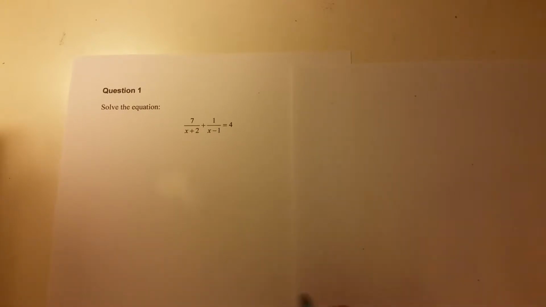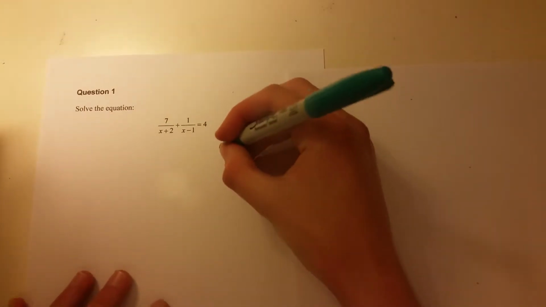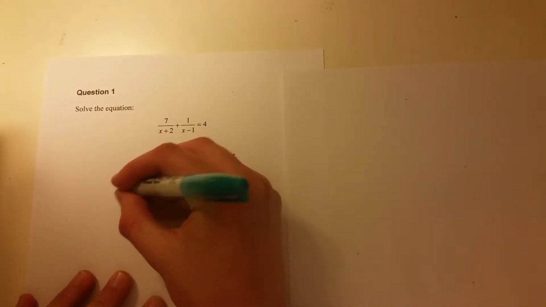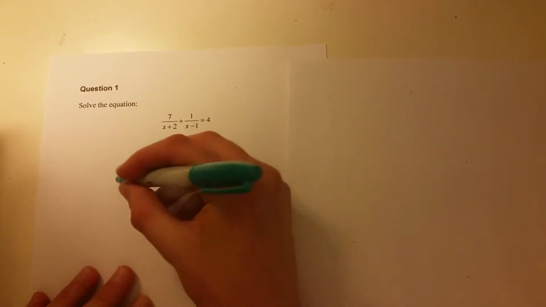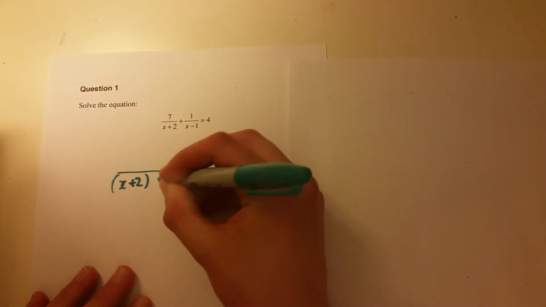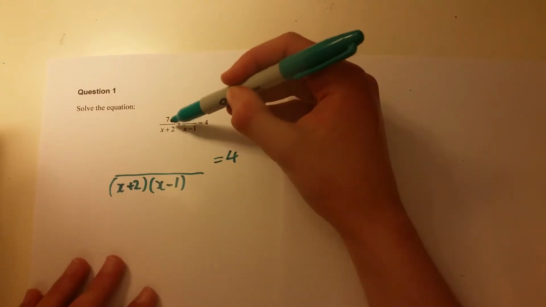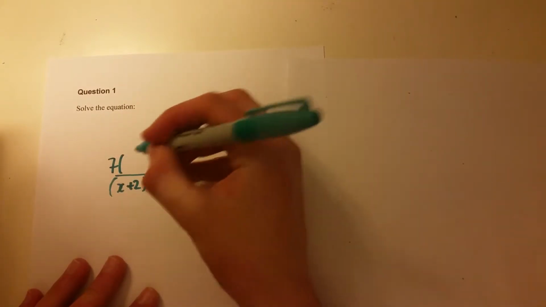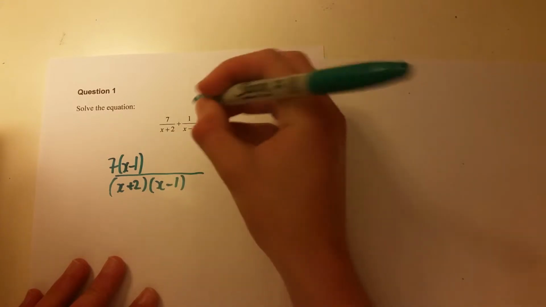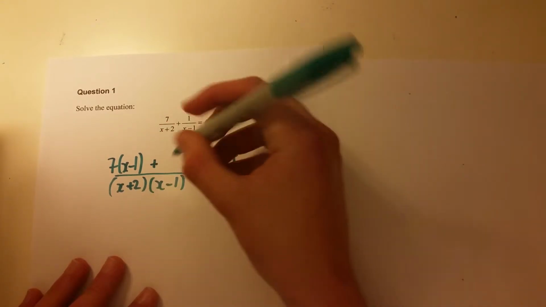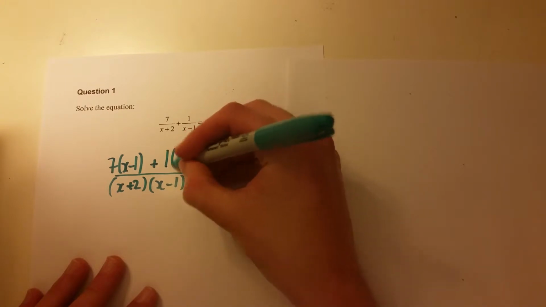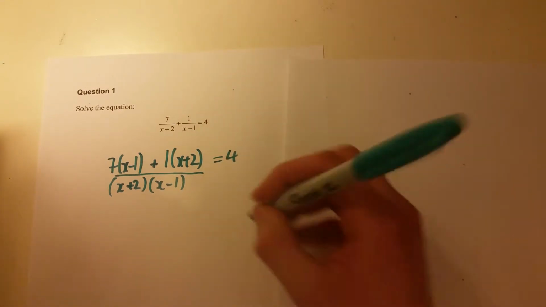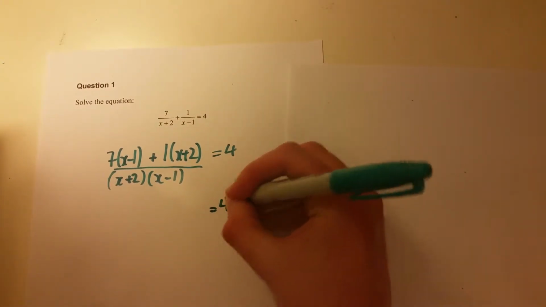Right, so the first thing you need to do when going about this is to find a common denominator. And that common denominator is equal to x plus 2 multiplied by x minus 1. Because the x plus 2 has been multiplied by x minus 1, so does the 7. 7 multiplied by x minus 1, and then plus 1 times x plus 2 because of the cross multiplication. Now this can be easily simplified further.